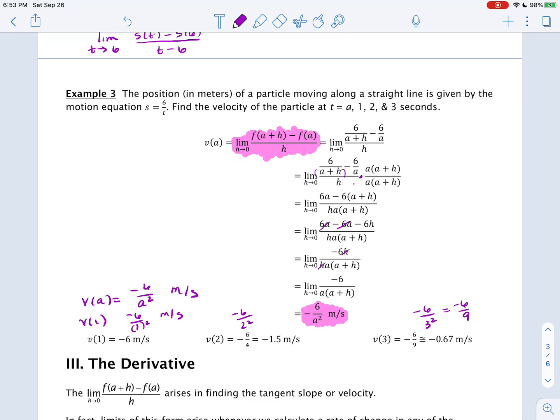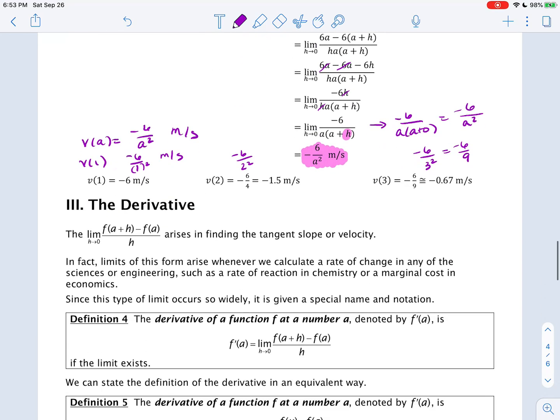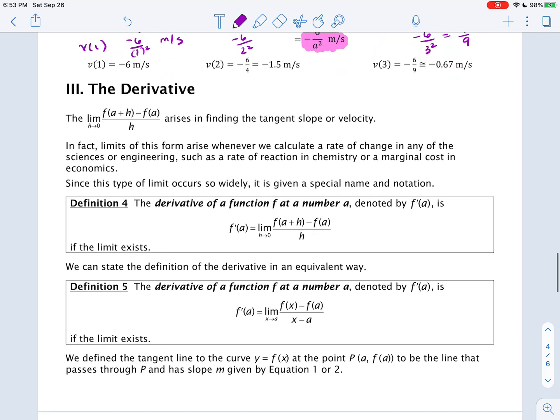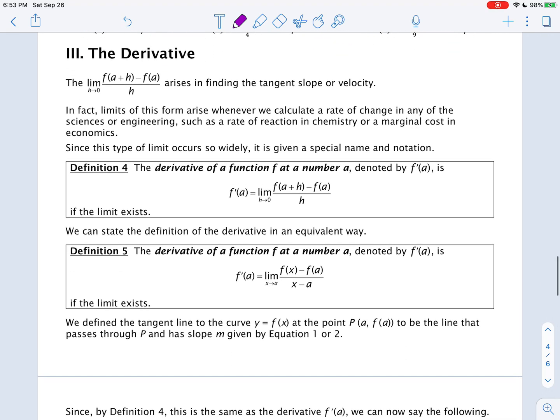And now we can take the limit as h goes to 0, and h is the only thing going to 0, a is a constant in this case, so we would be going to minus 6 over a times a plus 0, and that's going to be minus 6 over a squared, or a times a. All right, so that's when it's useful if you have to find more than one value.